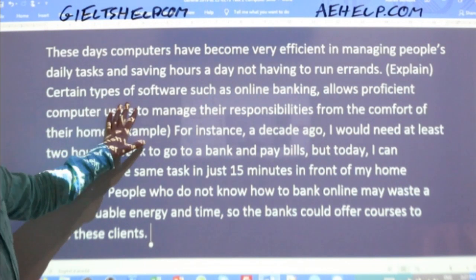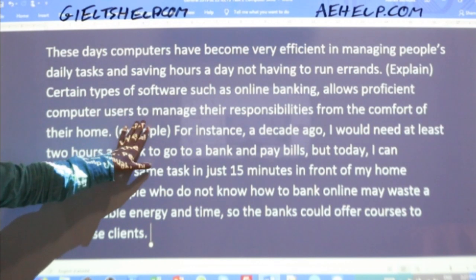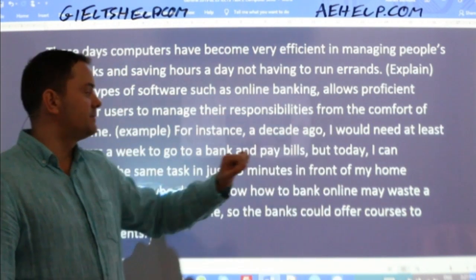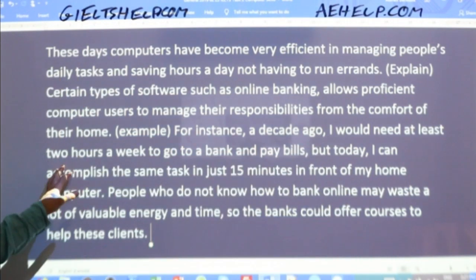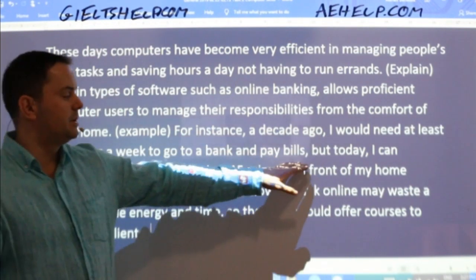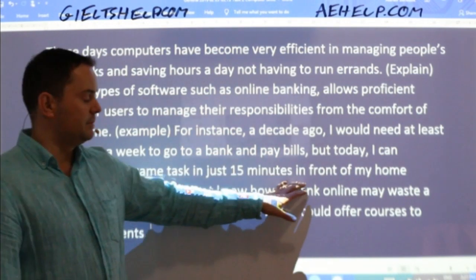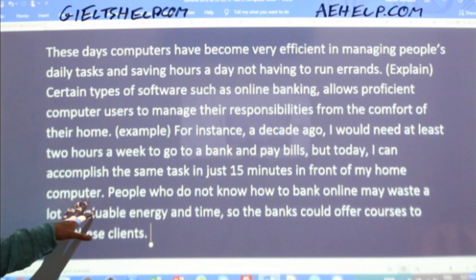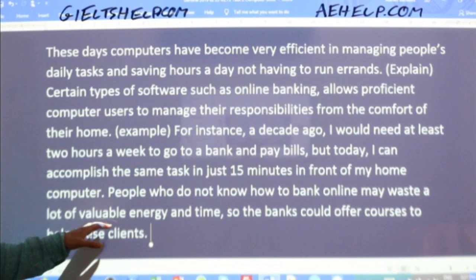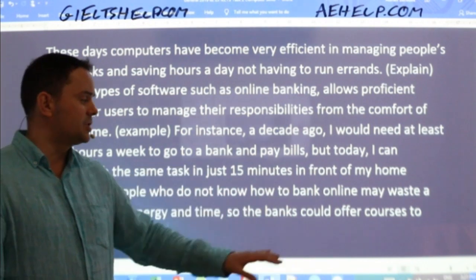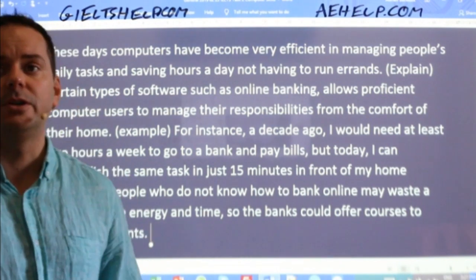Certain types of software, such as online banking, allows proficient computer users to manage their responsibilities from the comfort of their home. For instance, a decade ago, I would need at least 2 hours a week to go to the bank and pay bills. But today, I can accomplish the same task in just 15 minutes in front of my home computer. People who do not know how to bank online may waste a lot of valuable energy and time. So the banks could offer courses to help these clients. All right, there you go.